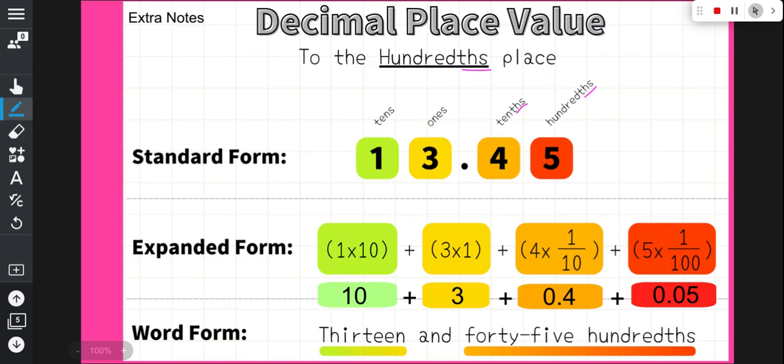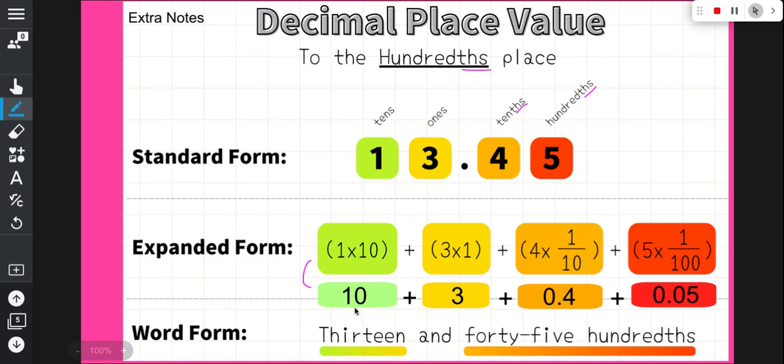If I wanted to write it in expanded form, there are 2 different ways that you can write it. The first one would say 1 times 10 because the 1 is in the tens place, plus 3 times 1 because the 3 is in the ones place value, plus 4 times 1/10 because the 4 is in the tenths place value, plus 5 times 1/100th because 5 is in the hundredths place value.